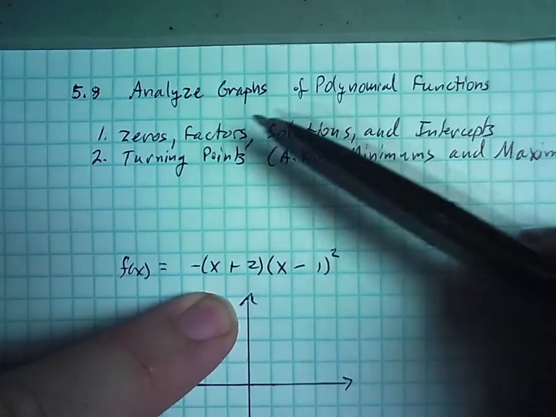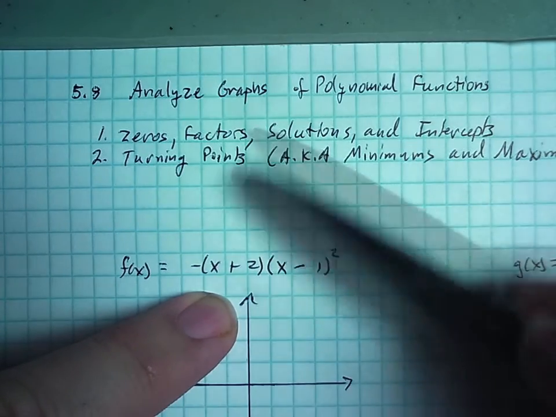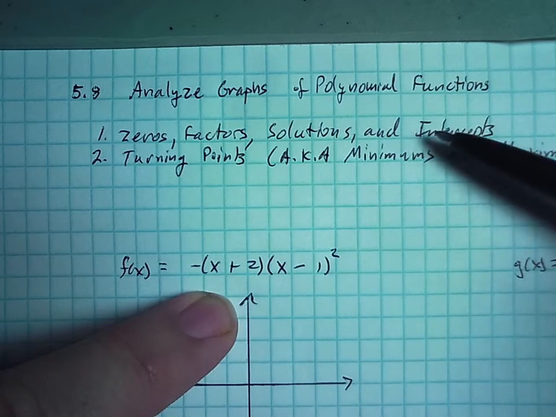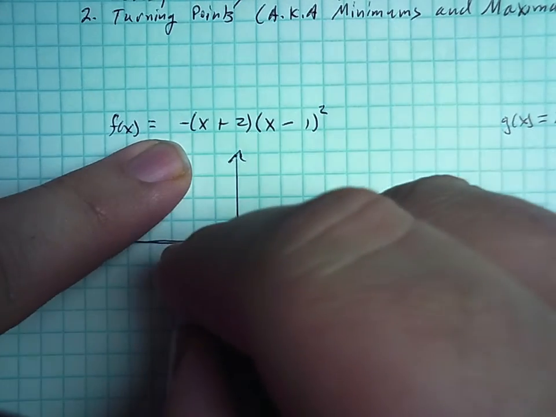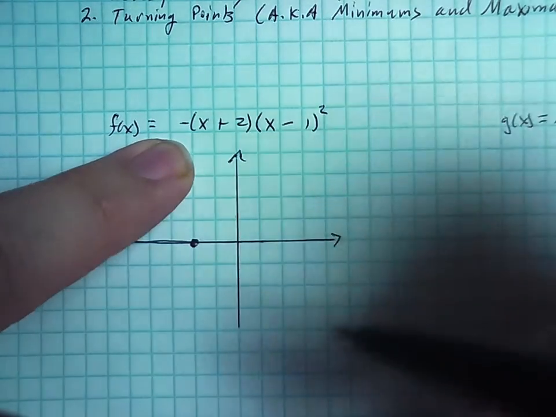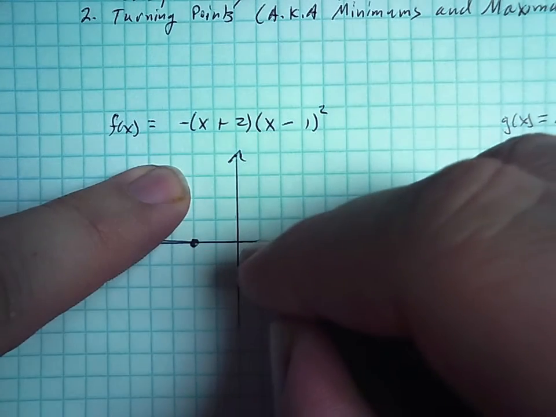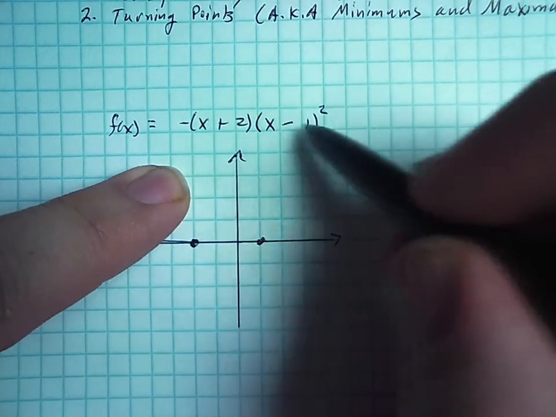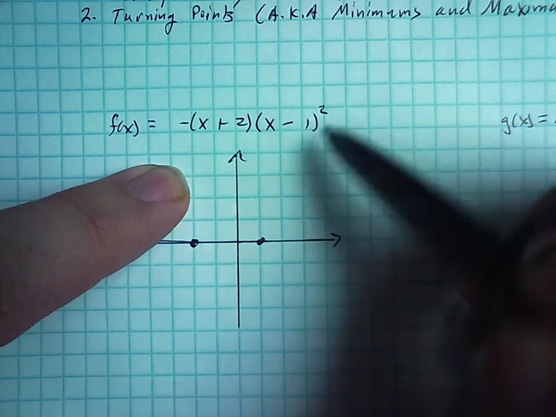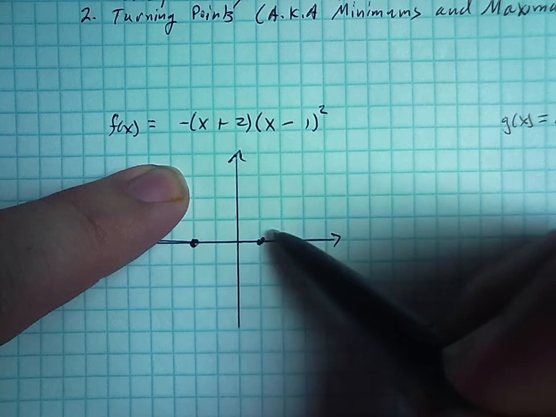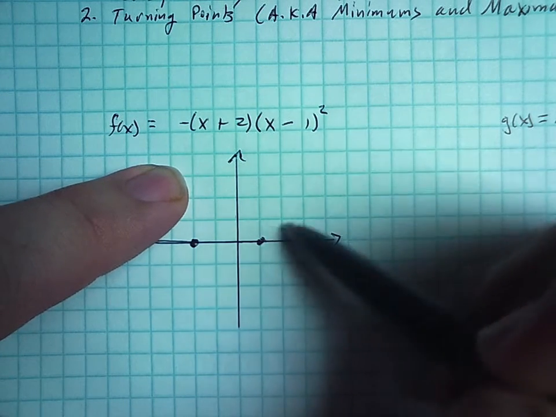But because of the fundamental connection between these 4 ideas, the factors that I have right here correspond to the x-intercepts of my graph. So I know my graph is going to go through -2 because that's the 0 that corresponds with this factor. And I know it's going to go through +1 because that's the 0 that corresponds with this factor. Because this has a multiplicity of 2, I'm not expecting the graph to cross the axis at this point. I'm expecting it to bounce off the axis and move back away from it.